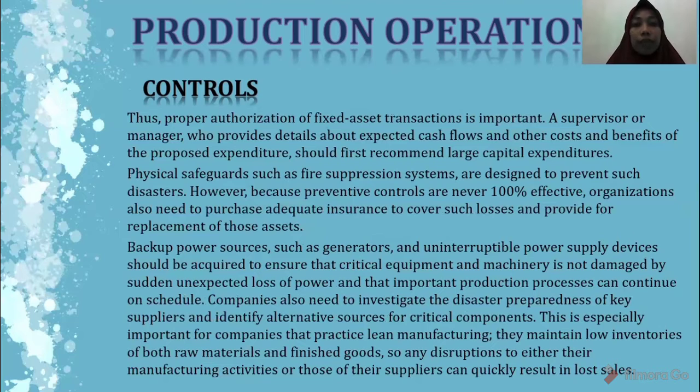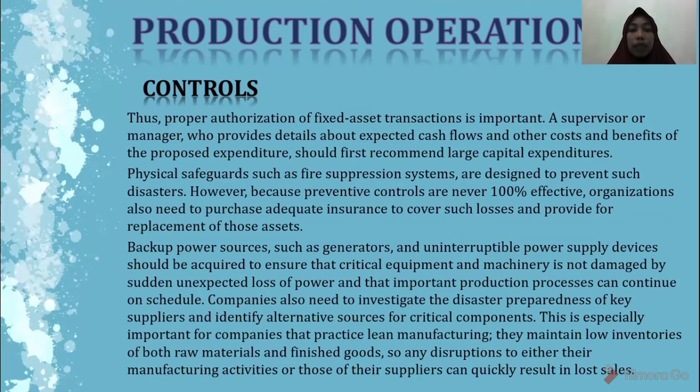Physical safeguards such as fire suppression systems are designed to prevent such disasters. However, because preventive controls are never 100% effective, organizations also need to purchase adequate insurance to cover such losses and provide for replacement of those assets. Backup power sources, such as a generator and an uninterruptible power supply device, should be acquired to ensure that critical equipment and machinery is not damaged by sudden unexpected loss of power and that important production processes can continue on schedule.